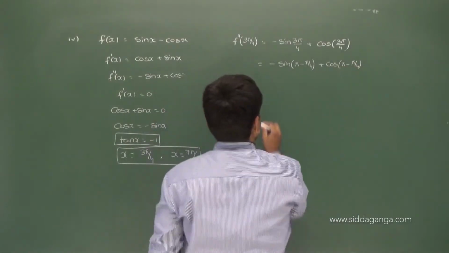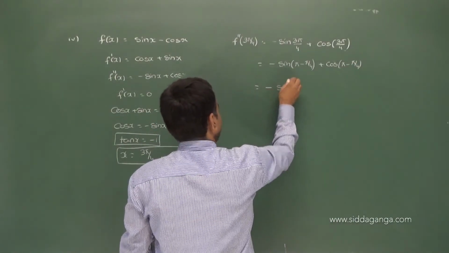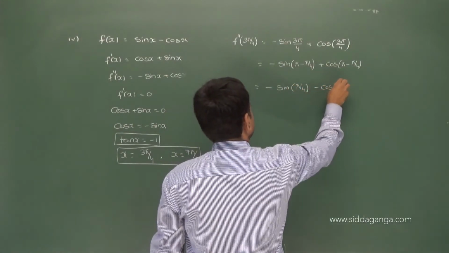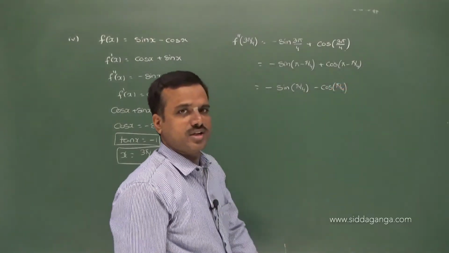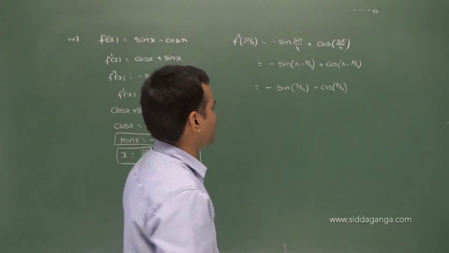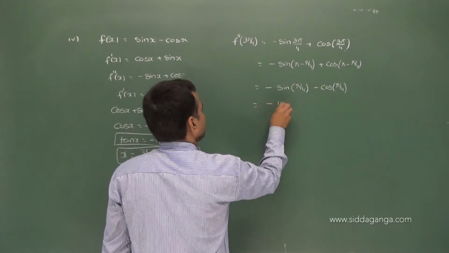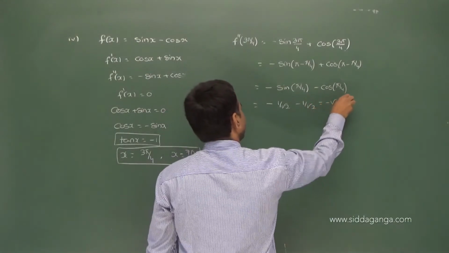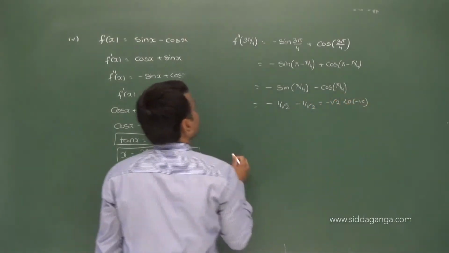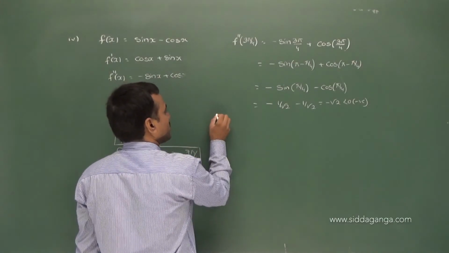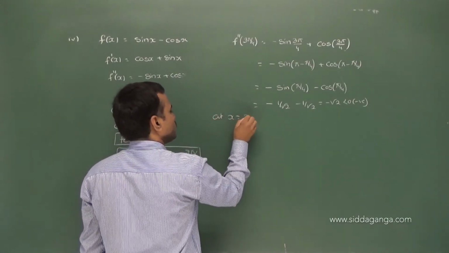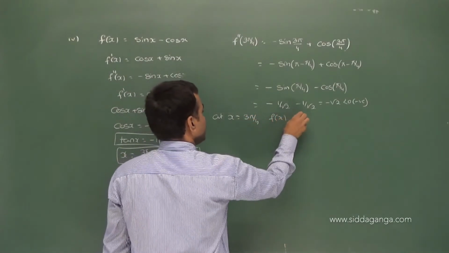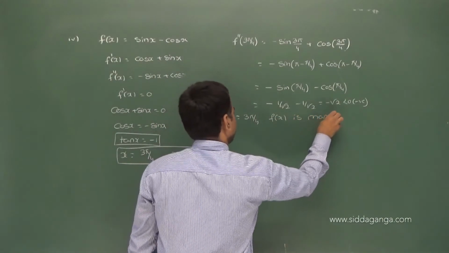Correct? So we substitute here. Minus sin of 180 minus theta, pi by 4, minus cos pi by 4. 180 minus theta: in the second quadrant sine is positive, cos is negative. So minus 1 by root 2 minus 1 by root 2, minus root 2, less than 0, negative. What is the conclusion? The conclusion is at x is equal to 3 pi by 4, f of x is maximum.